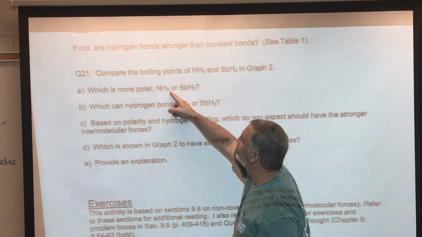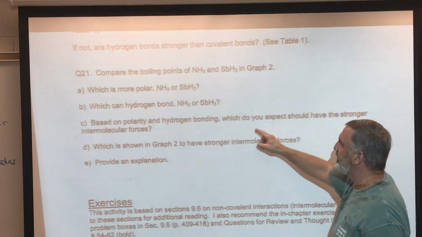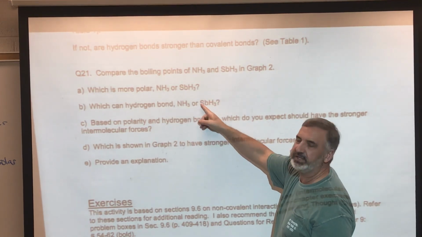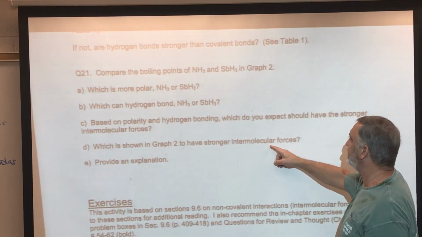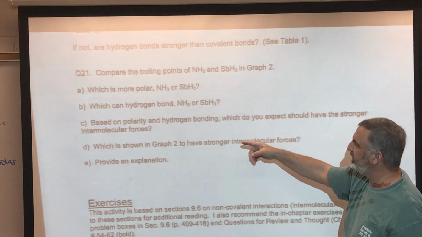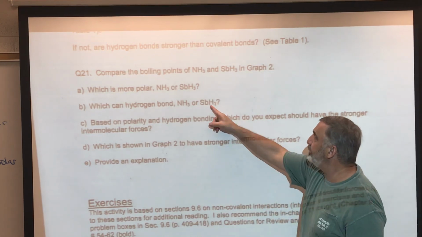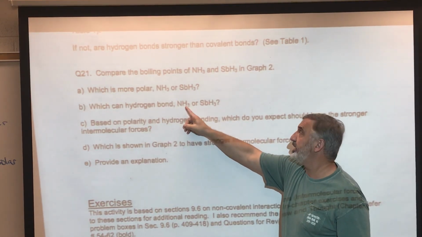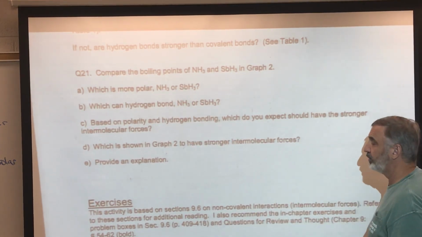Well, ammonia can form the hydrogen bonds, and based on polarity and hydrogen bonds, what do you expect should have the stronger intermolecular forces? Well, obviously NH3. This one is only going to have London forces. Now, which is shown in graph 2 to have stronger intermolecular forces? NH3. It's got hydrogen bonds, the other one doesn't. Now the London forces of this one are going to be greater than the London forces here, but the hydrogen bonds here, and there are 3 places to form those hydrogen bonds, that's what kind of wins.